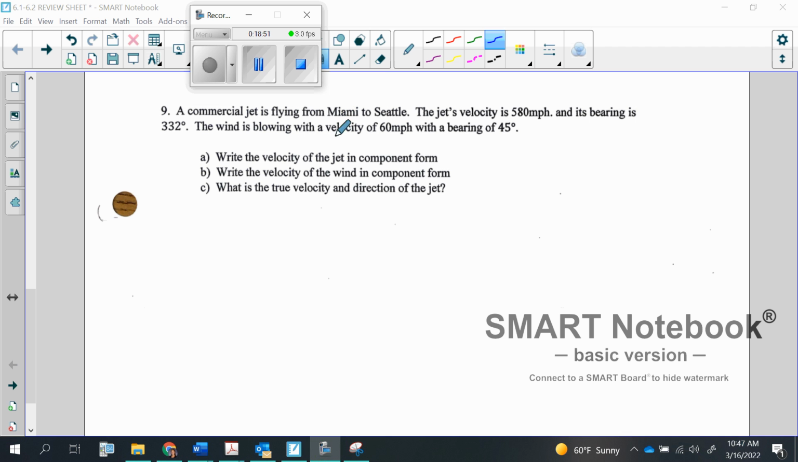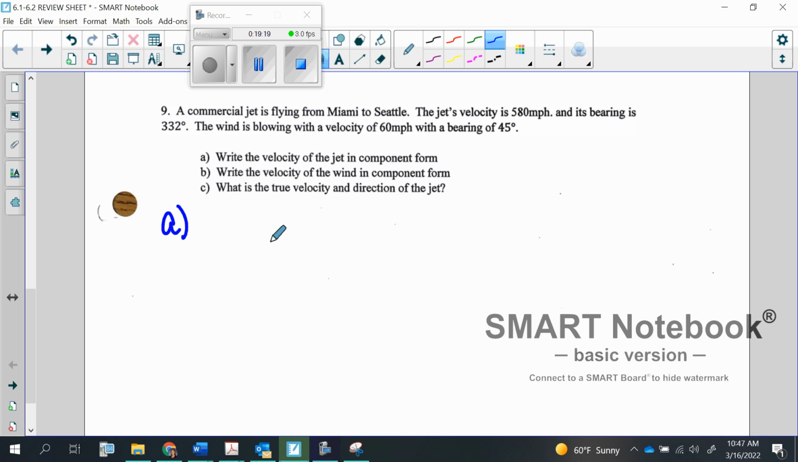Number 9. A commercial jet is flying from Miami to Seattle. The jet's velocity is 580 miles per hour, and its bearing is 332 degrees. The wind is blowing with a velocity of 60 miles per hour with a bearing of 45 degrees. So they want me to essentially write the velocity of the jet in component form, the velocity of the wind, and then the true velocity and direction of the jet, that's where the resultant is going to come in. So I'm going to start with part A.